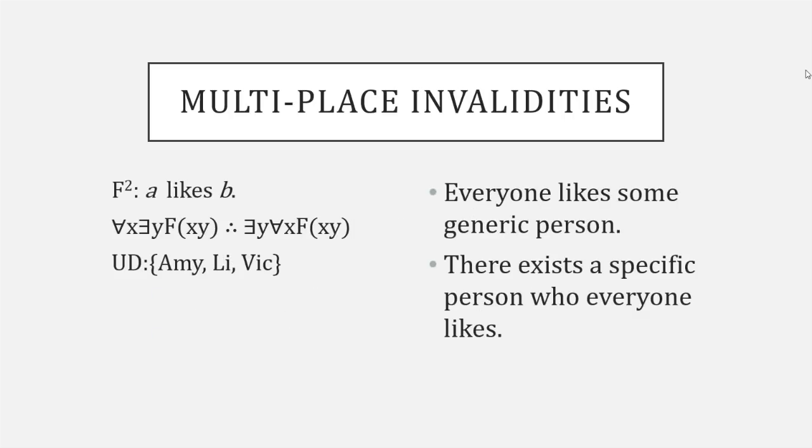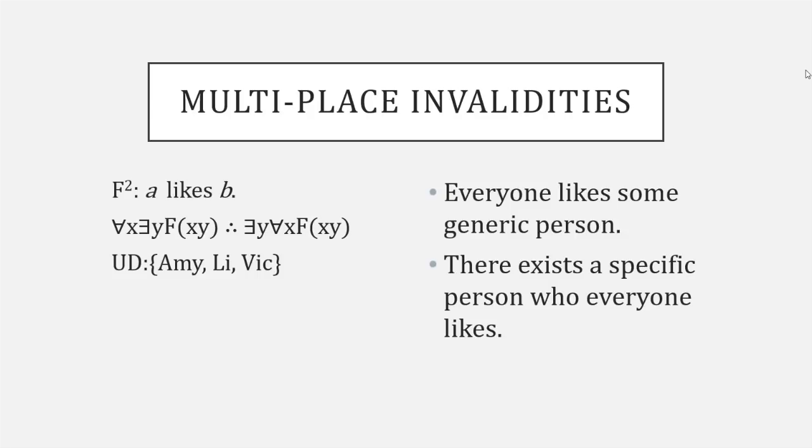So here's an example. Let's say that the F predicate is a two-place predicate, A likes B. We've got two sentences. We've got a premise and a conclusion. For all x, there exists a y such that F, x likes y. And there exists a y such that for all x, x likes y. So the first one says, everyone likes some generic person. And the second one says, there exists a specific person who everyone likes. So far, so good. This is just sort of setting up the situation.